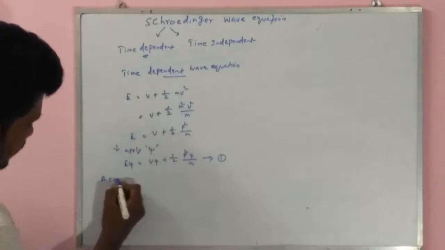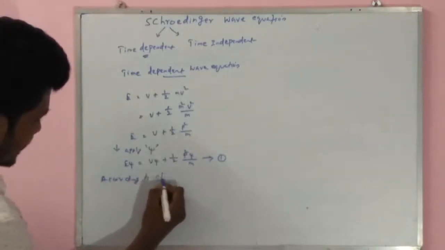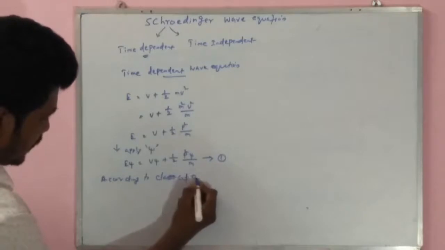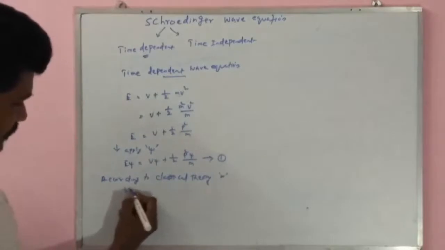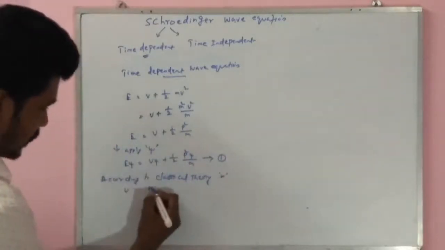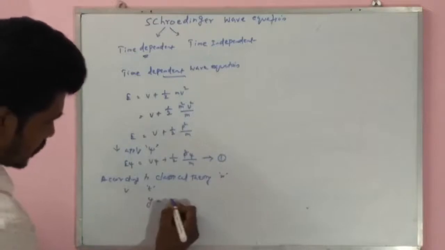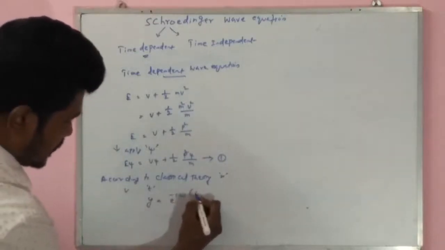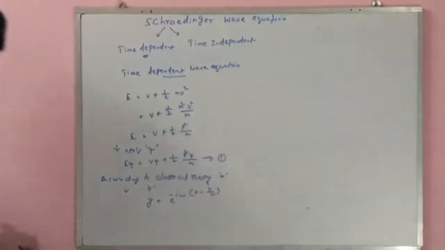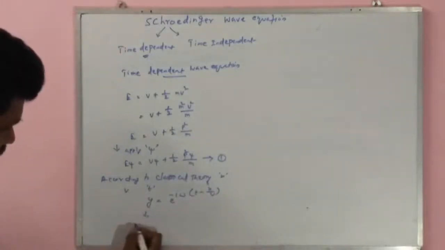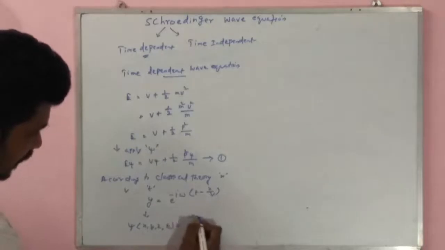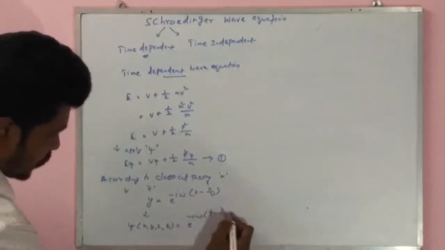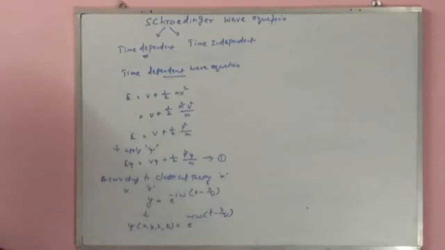According to classical theory, the particle position is x, velocity v, and at any time period t. The equation is y is equal to e power minus i omega t minus x by v. Okay, just apply it for wave functions. So psi of x, y, z, which is 3 dimensions, and at any time t, is equal to e power i omega t minus x by v. Okay, just apply it for wave functions.